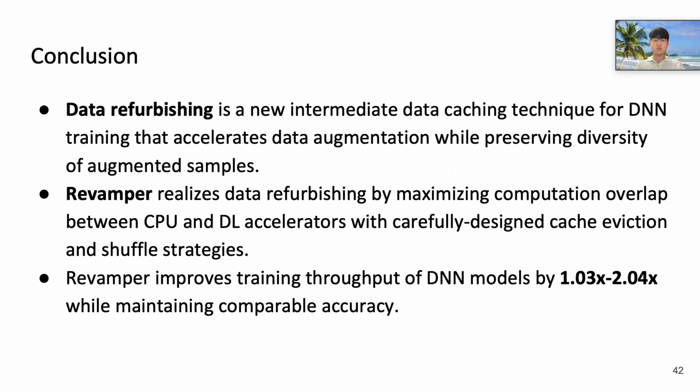So here's the conclusion. Data refurbishing is a new intermediate data caching technique for DNN training, which accelerates data augmentation while preserving diversity of augmented samples. Revamper realizes data refurbishing in an efficient way by maximizing computation overlap between CPU and their accelerators with carefully designed cache eviction and shuffle strategies. In our evaluation, Revamper improves training throughput of DNN models by up to 2.04 times while maintaining the comparable validation accuracy.